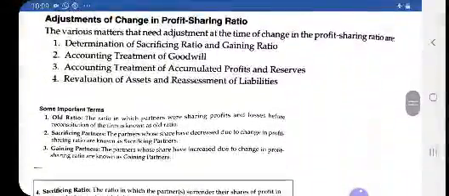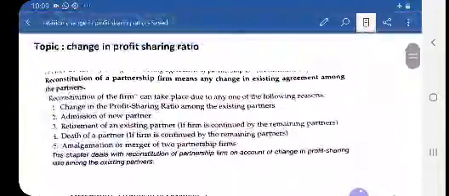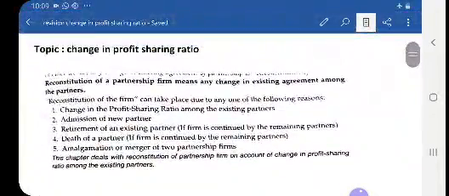And again I repeated all the topics relating to what I taught in the topic change in profit sharing ratio. If you have any doubts, you can ask through our WhatsApp group, and I will sort it out in time, because from the first onward you are having tests, so do well in your test.